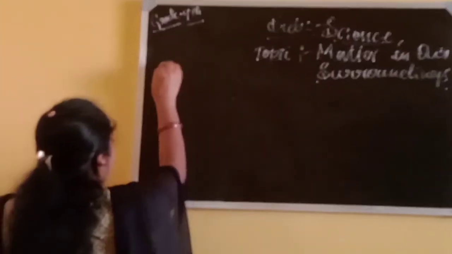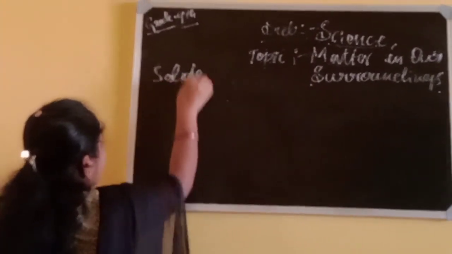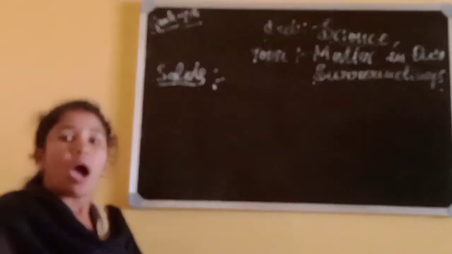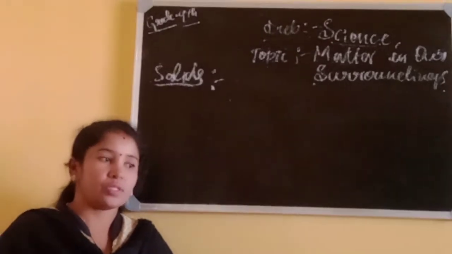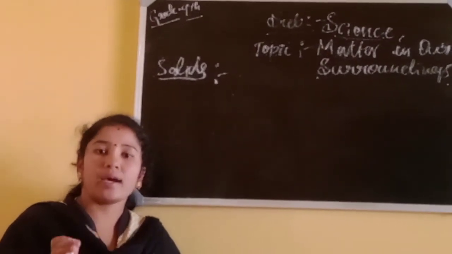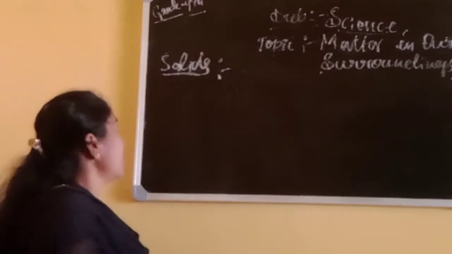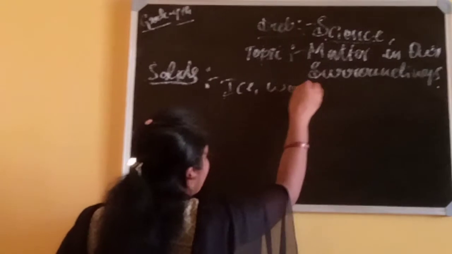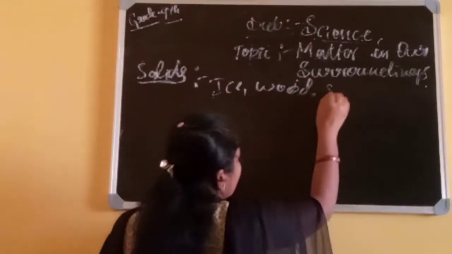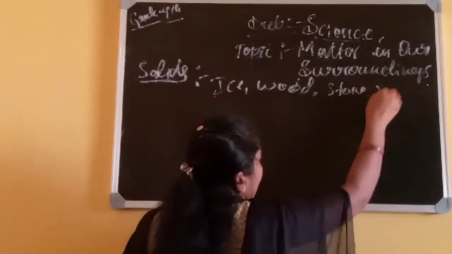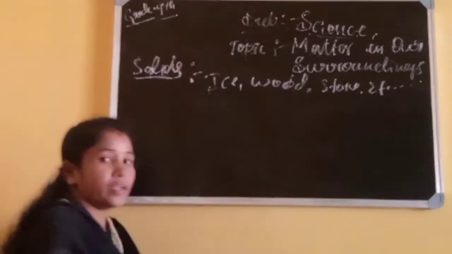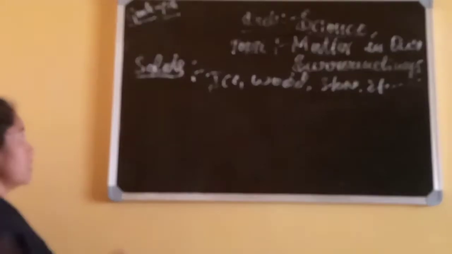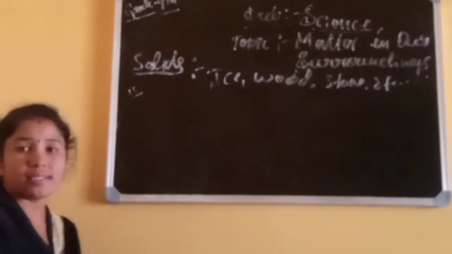First one, solids. What are the examples for solids? Ice, wood, stones, table, chair, almirah, duster. These all are examples of solids. Now let's see the properties of solids.